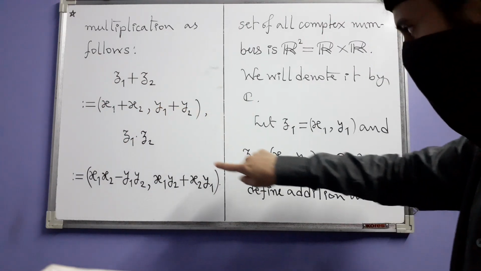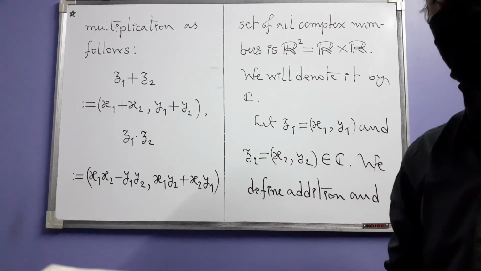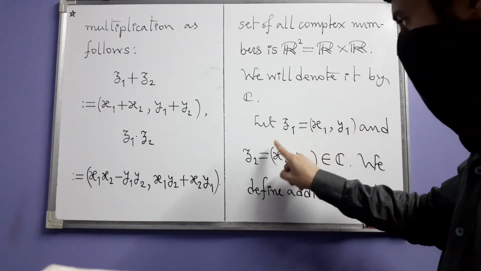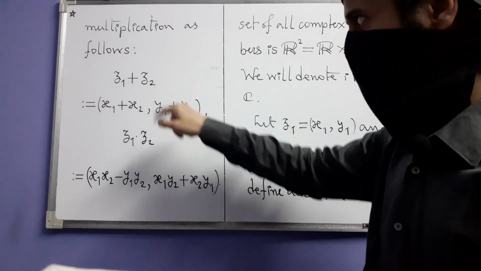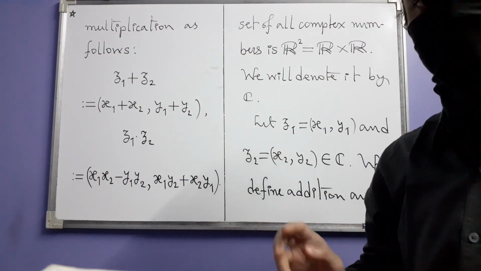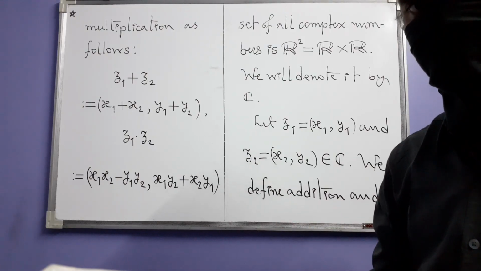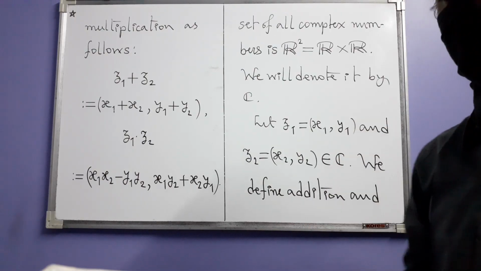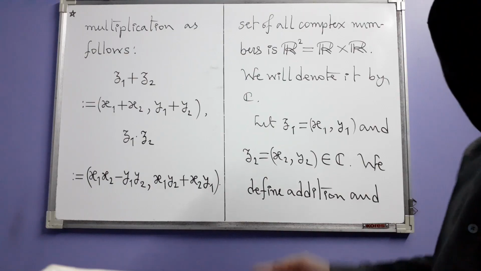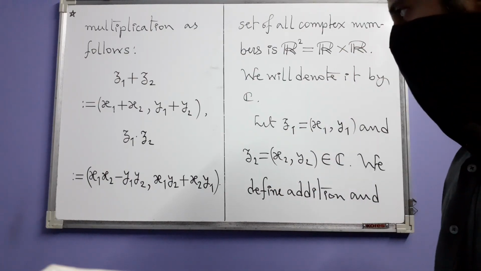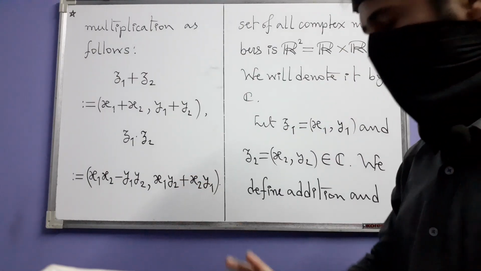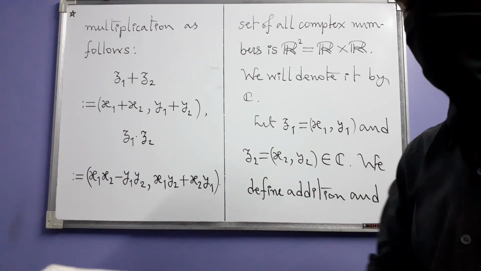That means it's a unique element again in C. So for two complex numbers z1 and z2, their sum is a unique complex number. That means this sum is a well-defined binary operation on this set C, which is actually nothing but this set. The product, however, looks a little complicated, but still let's see what it is.